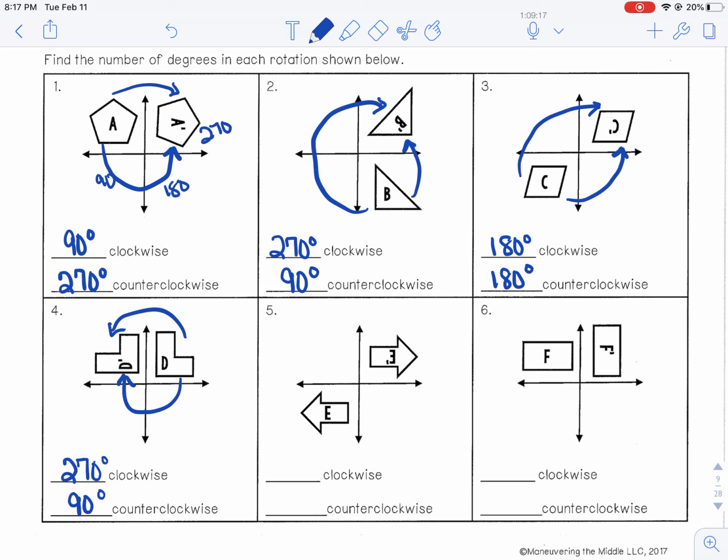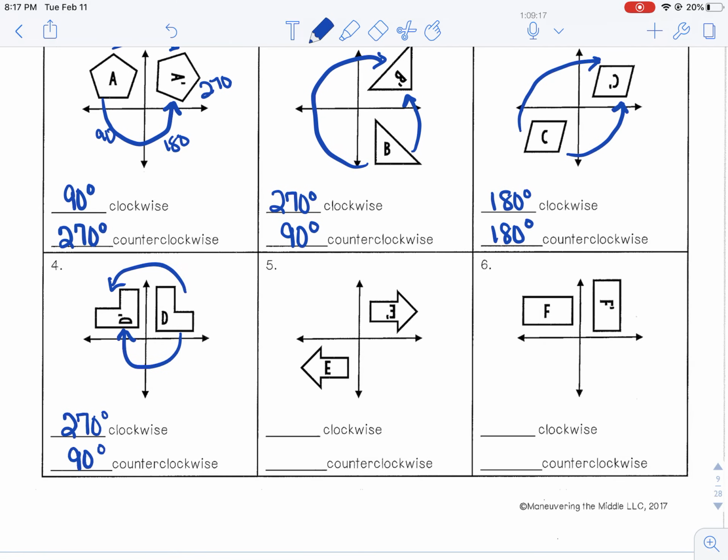Okay, E and E prime. Here's clockwise. Here's, whoops, I did it backwards, didn't I? I'm sorry. Okay, started at the wrong starting point. E is our starting point. Here's clockwise. Here's counterclockwise. But does it matter? No, they're both 2/4 turns, which is 180 degrees.